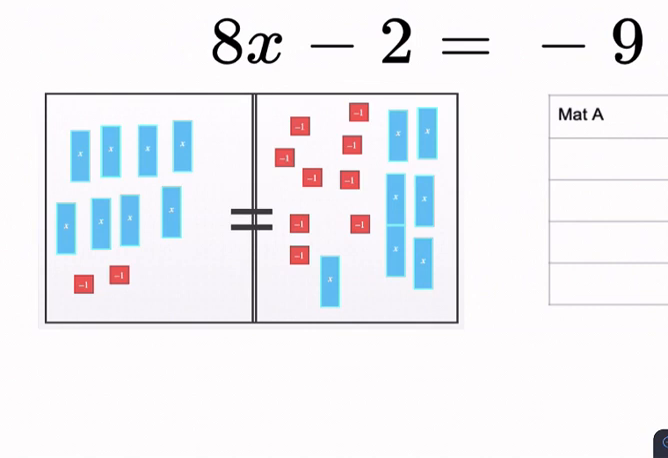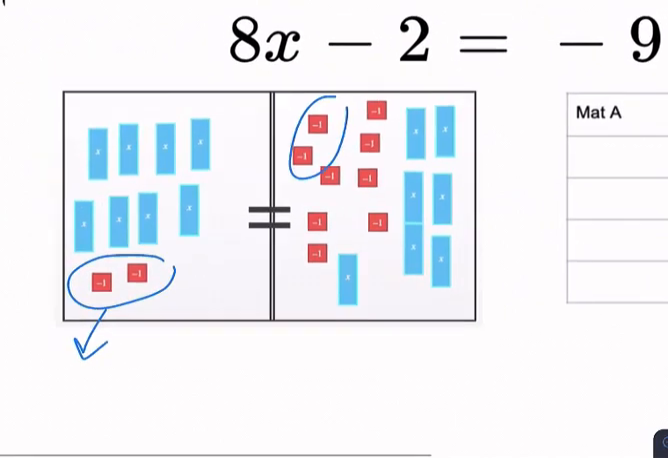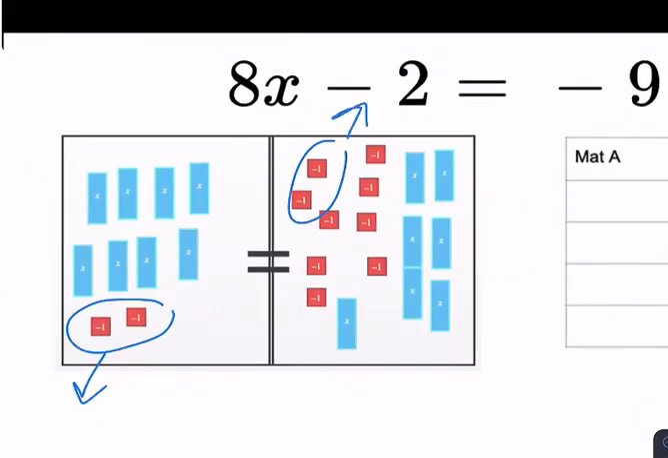But looking here, I don't have any zero pairs. And remember, zero pairs are a positive and a negative of the same tile on the same side. So I don't have any of those on either side, but I can remove balanced sets. So the same amount from both sides. So I have two negatives I can remove from that side.